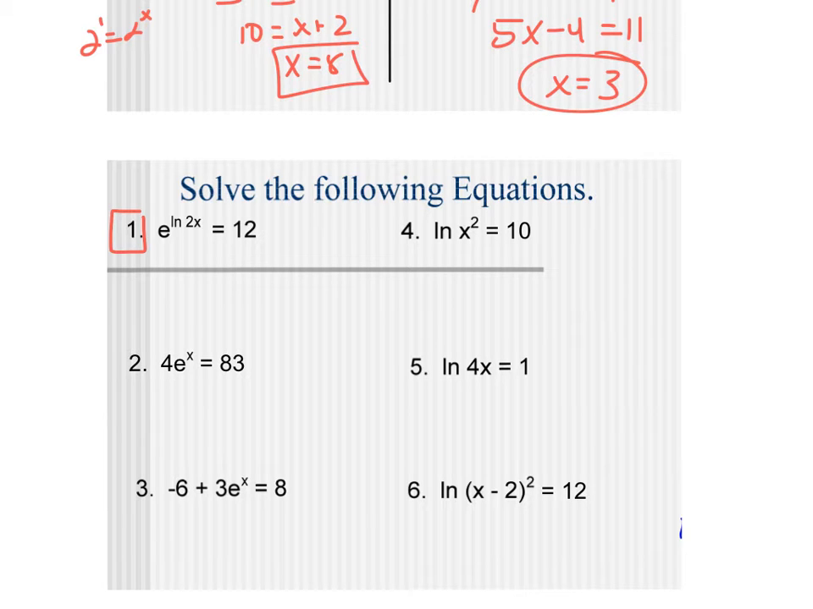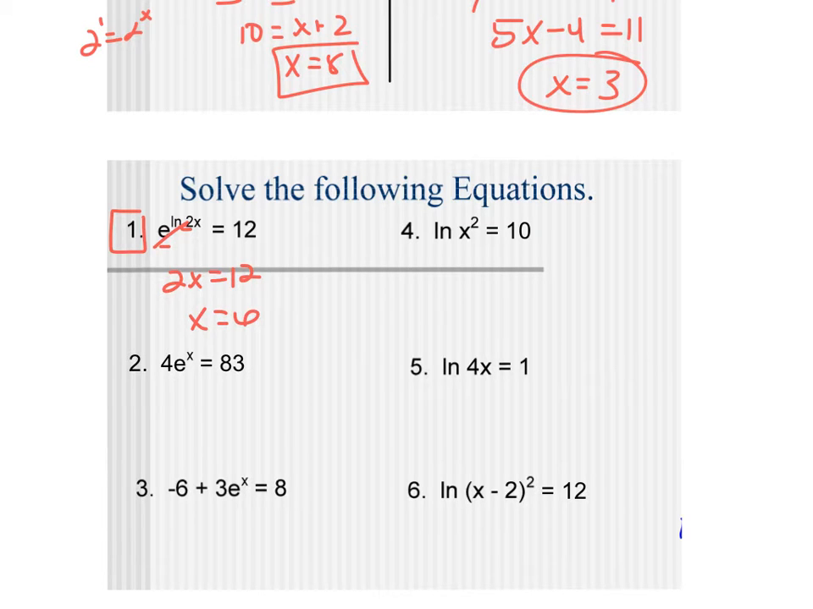All right, figured this one out. I'm proud and excited for you. What you might notice is that this has the same base as this. When that happens, if they both have a base of e, they cancel. So you're just left with 2x equals 12, which means x equals 6.